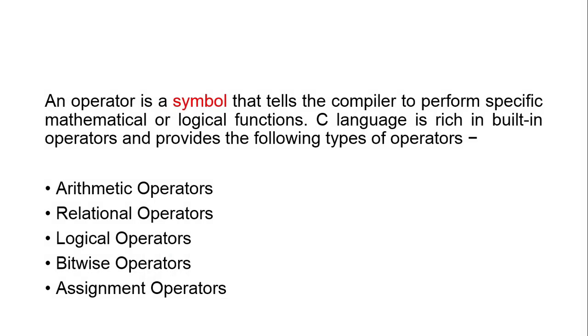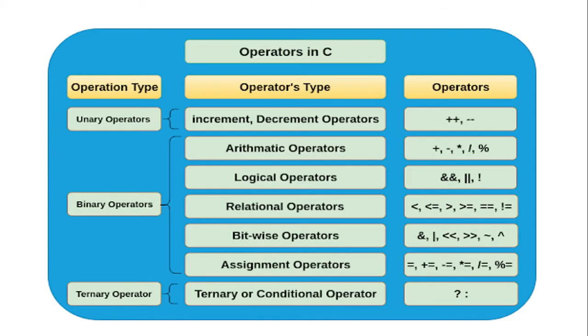And these are the types of operators. The first one is the arithmetic operator, then the relational operator, the logical operator, the bitwise operator, and the assignment operator. So these are the types of operators in C programming. All the operators are very essential to write programs and mathematical functions. Okay, this is the entire structure of the operators in C.